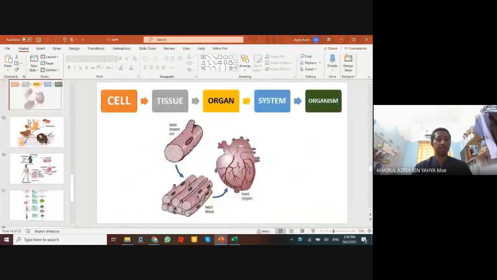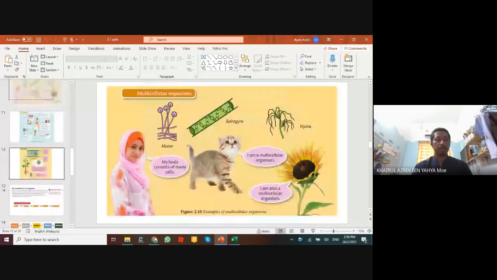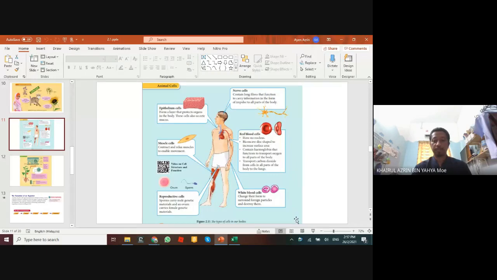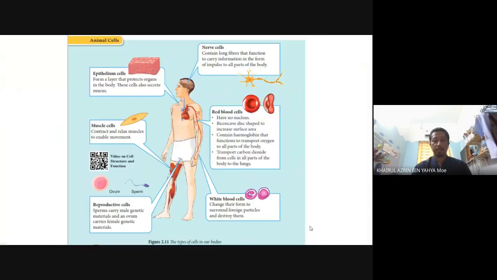Let me show you the PowerPoint again. Okay, this one. So this one relate to the question. Okay, this is the animal cells. Let me open my laser pointer. Okay, so in animal cell we have epithelium cells form a layer that protects organs in the body. These cells also secrete mucus.